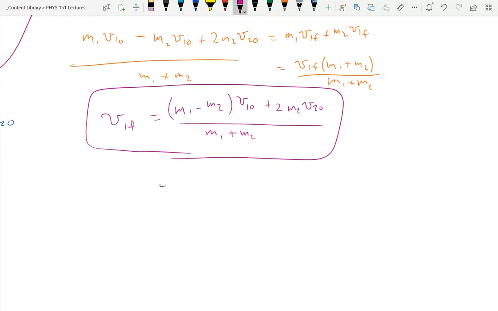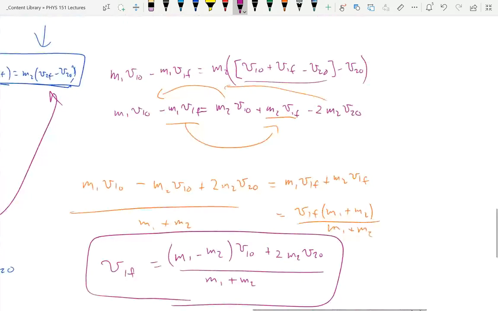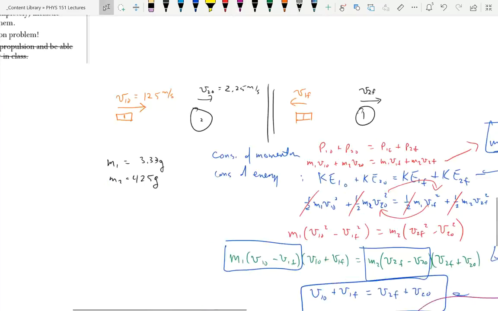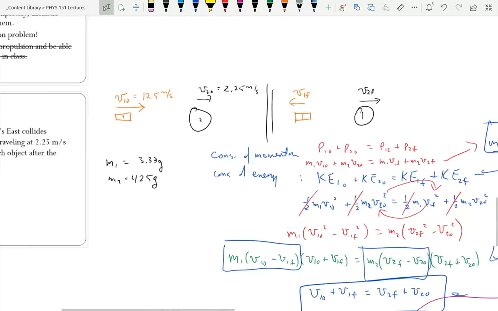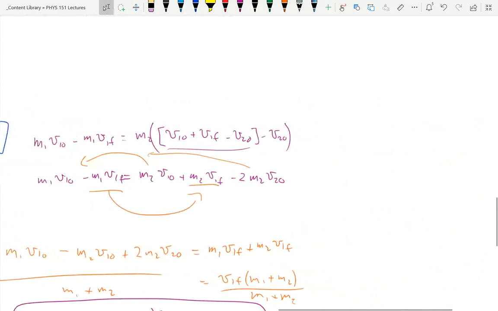So in this case, that would be equal to 3.33 grams minus 425 grams times 125 meters per second plus 2 times 425 grams times 1. Oh, that can't be 125. What was it really? Oh, it was 125. The speed is 2.25.